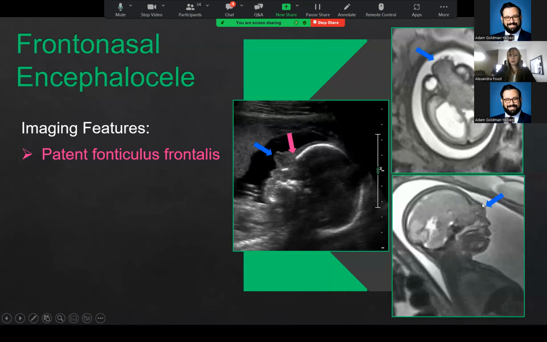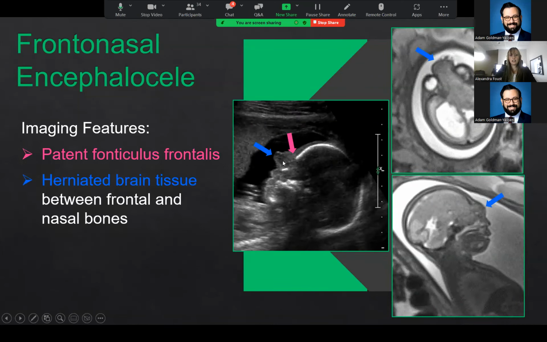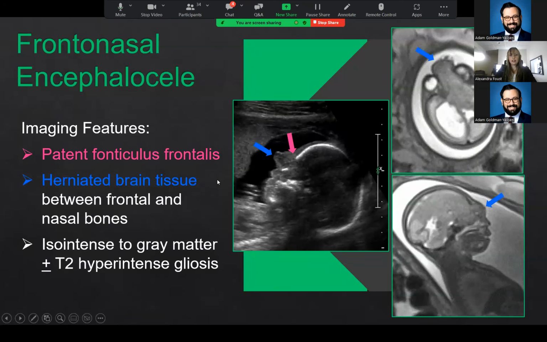This is the MR in the same patient showing the same thing. And you've got this herniated brain tissue that's extending between those bones into the region of the glabella. It's generally going to follow brain matter signal, but if there is gliosis in the herniated brain, you can see some increased T2 signal in MRI, which would correspond to underlying gliosis.